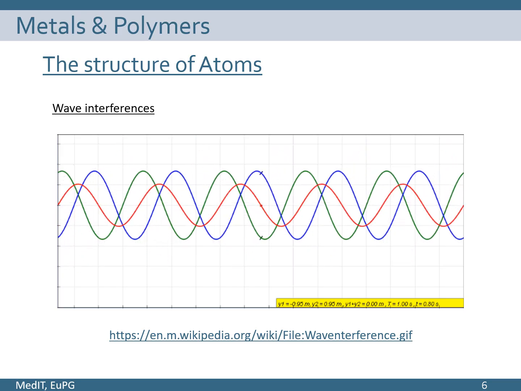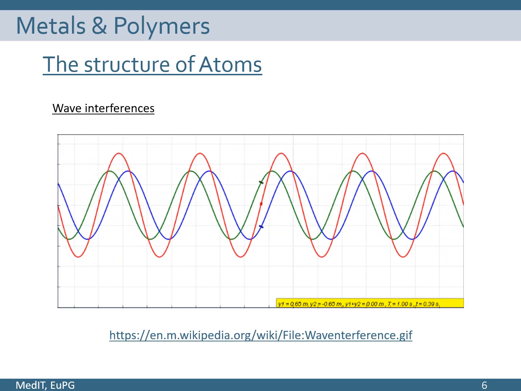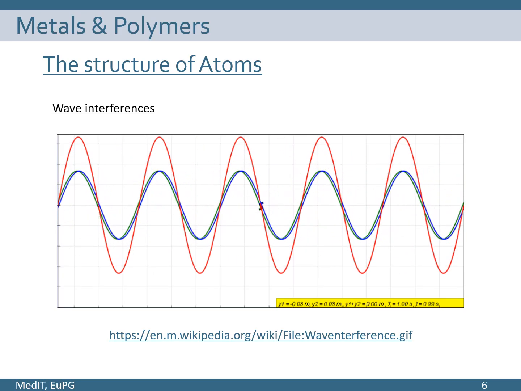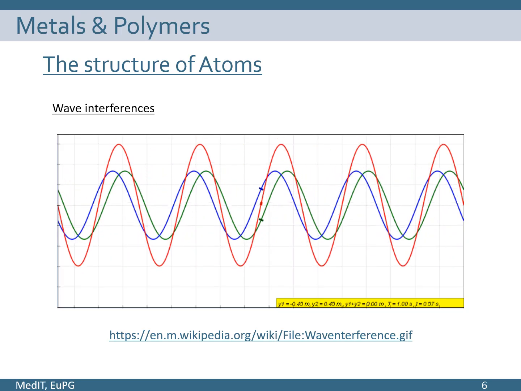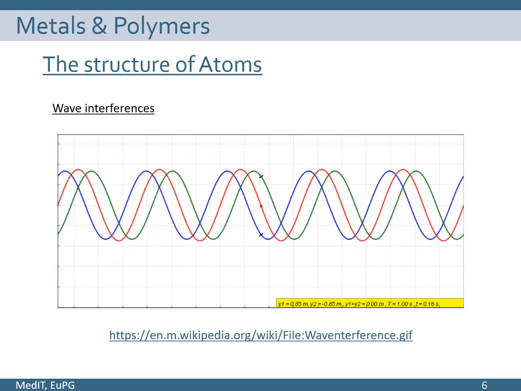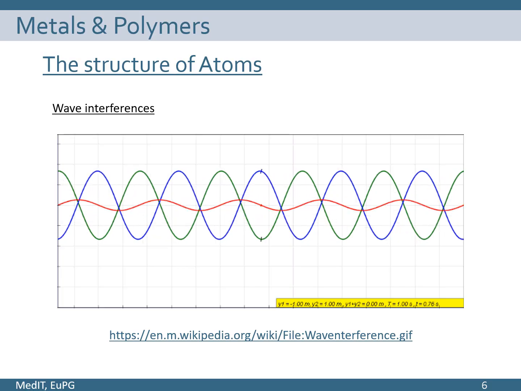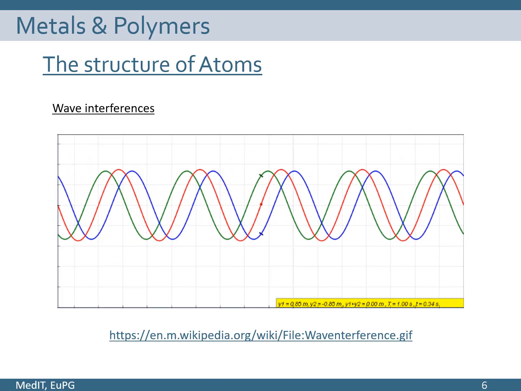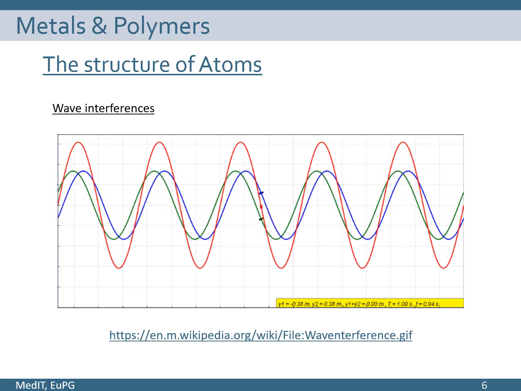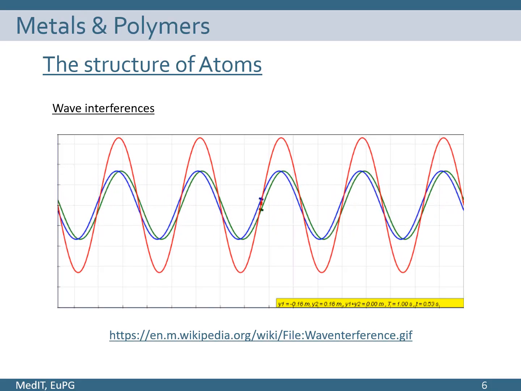Okay, you can see in this animation what happens when two waves interfere. I'll let you watch for a few seconds. You should know already what interference means from the wave optics parts of the last lecture. But just in case, have a look again. This is a nice animation.